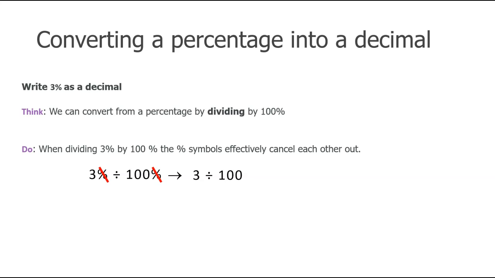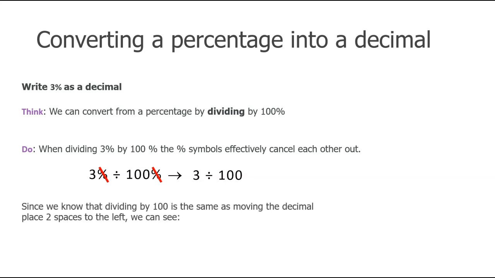Now that we've got 3 divided by 100, we know that when we divide a number by 100, that is the same as moving the decimal place 2 spaces to the left. So for each of the zeros in the 100, or if it was 1,000, for example, and so on, we can move it to the left. So dividing by 100 means move the decimal place 2 spaces to the left.